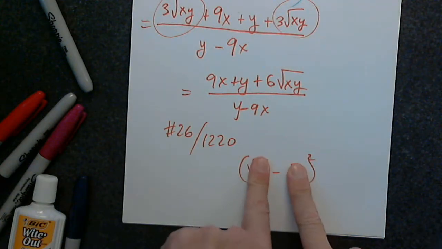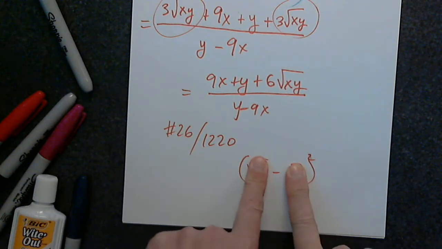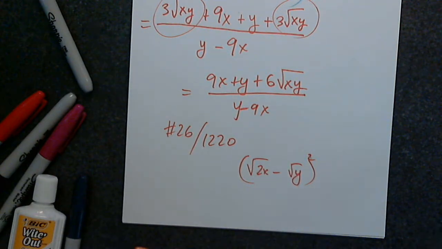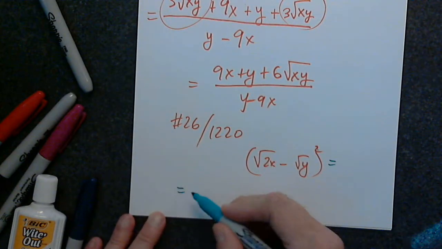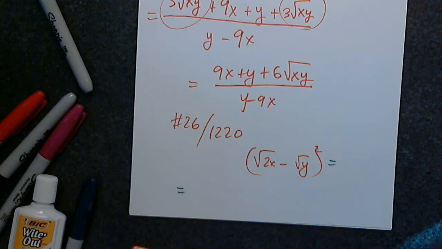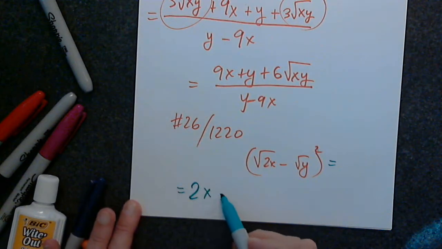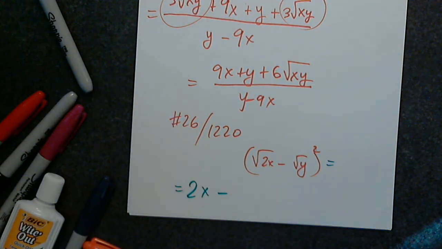We have a binomial squared. It's not a binomial, but we have 2 terms squared. How many terms when we square a binomial? Yes. Thank you. Indeed, 3 terms. Can anyone give us the first term squared? Very good. Minus 2 from the formula in front.